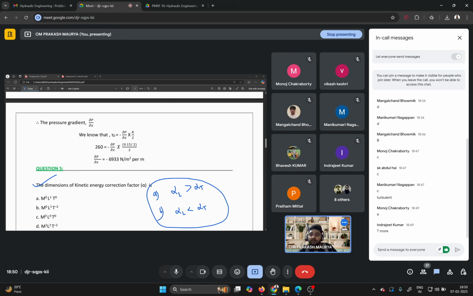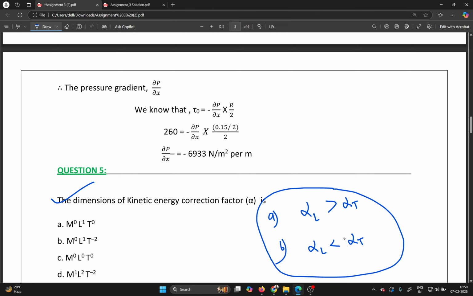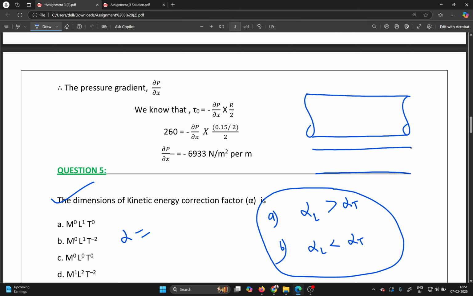Okay, let me discuss. Basically the dimension of the kinetic energy correction factor is actually dimensionless, so there is no dimension. So option C will be correct for this question. Let me just draw the diagram. Your velocity variation in the pipe, let us go with an example of pipe flow. Let us suppose I draw two pipes here, another pipe this, and this is for laminar flow and this is for turbulent flow.